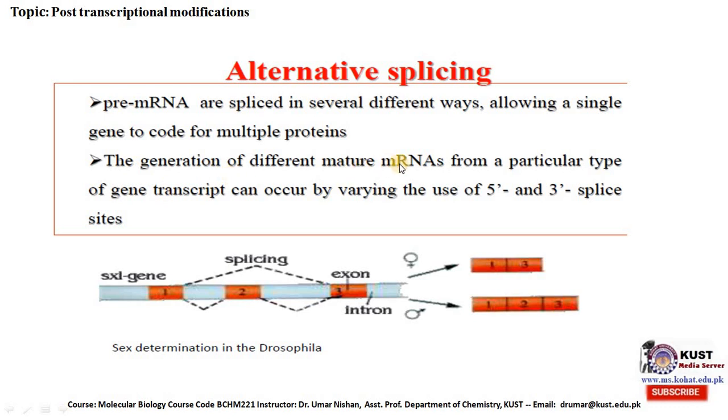The generation of different mature mRNAs from a particular type of gene transcript can occur by varying the use of 5' and 3' splice sites. So you see exons 1, 2 and 3, and these are introns. Splicing can result in either joining of 1 and 3, or it can connect 1, 2 and 3. This is how sex determination in Drosophila takes place. It shows alternative splicing allowing a single gene to code for multiple proteins.